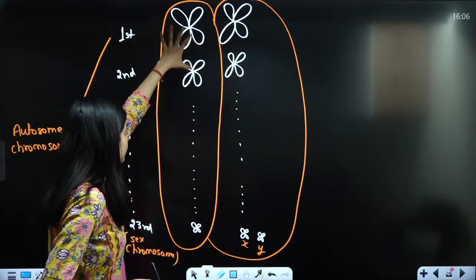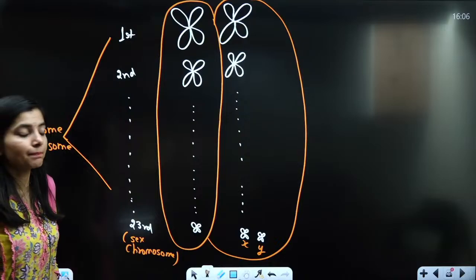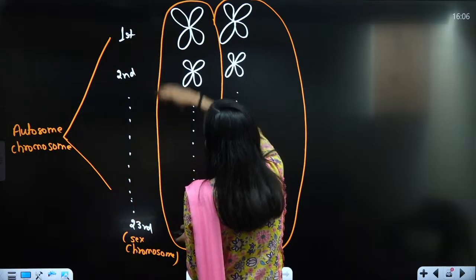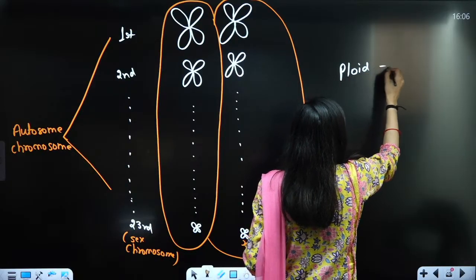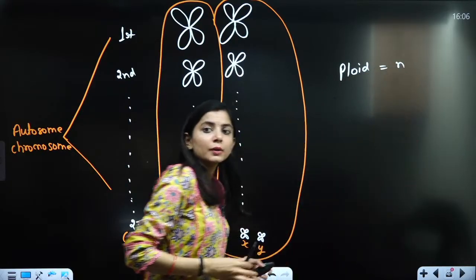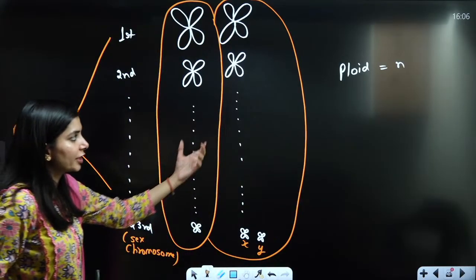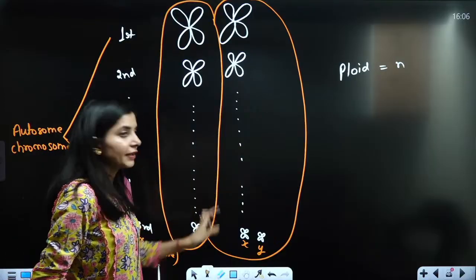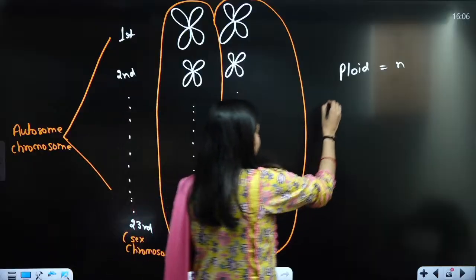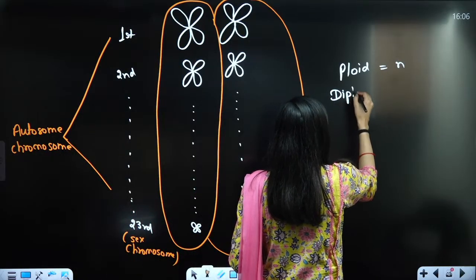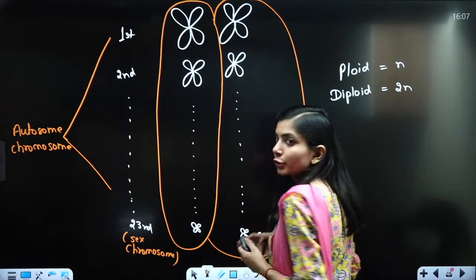Now these parts are called what? Ploid. This orange colored table is specified as what? Ploid. Fine. So one ploid is called N. We have two ploids, and two ploids means diploid, because we have 2n.